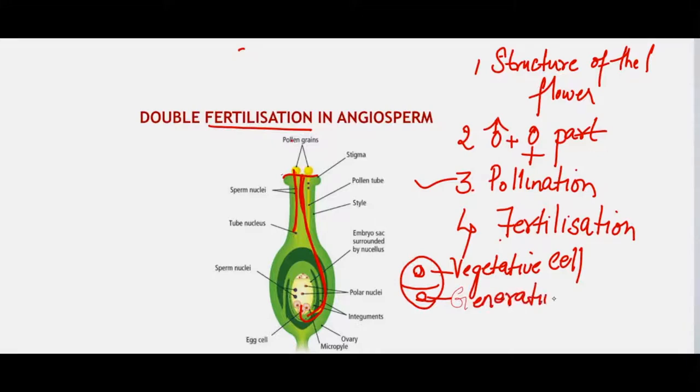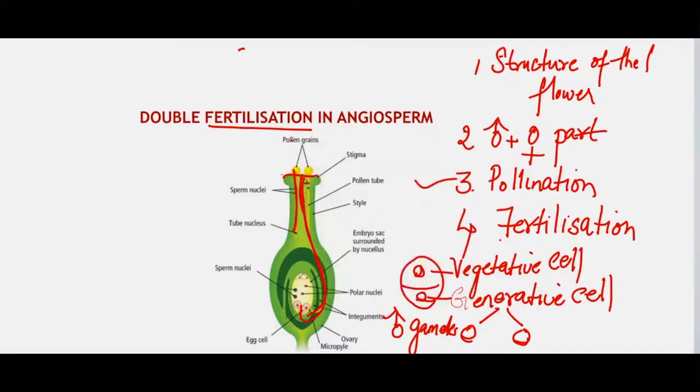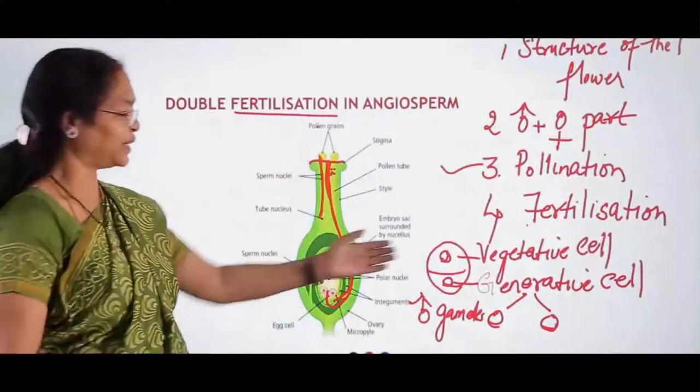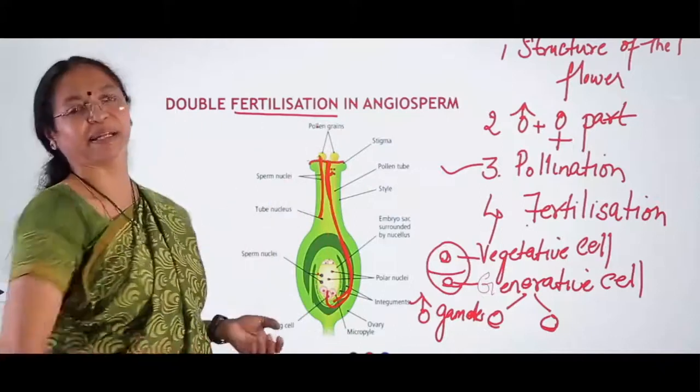Here, this is generative. Now what will the generative cell do? The generative cell will divide into two male gametes. I will just call them male gametes. If you look at the pollen tube carrying them, you can see one dot here, there is another dot here. So there are two dots. Clearly even here it's shown, these are the two male gametes. The generative cell is forming two male gametes. The pollen tube is just carrying the two male gametes.